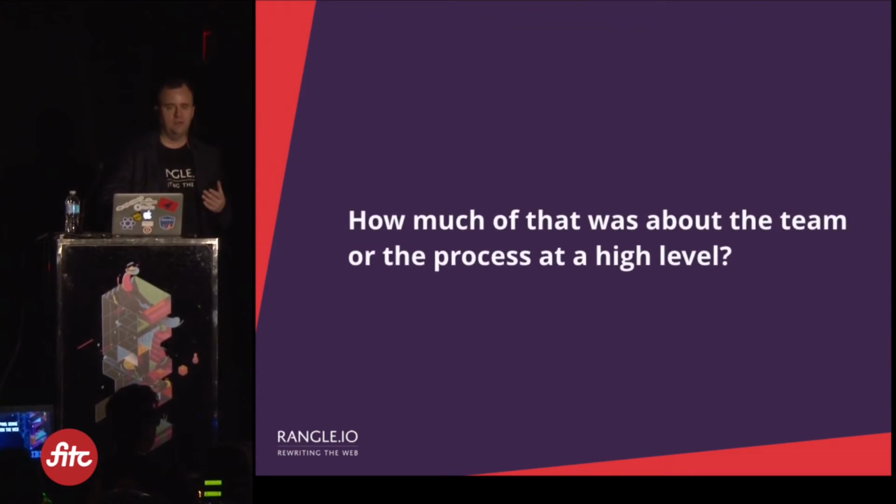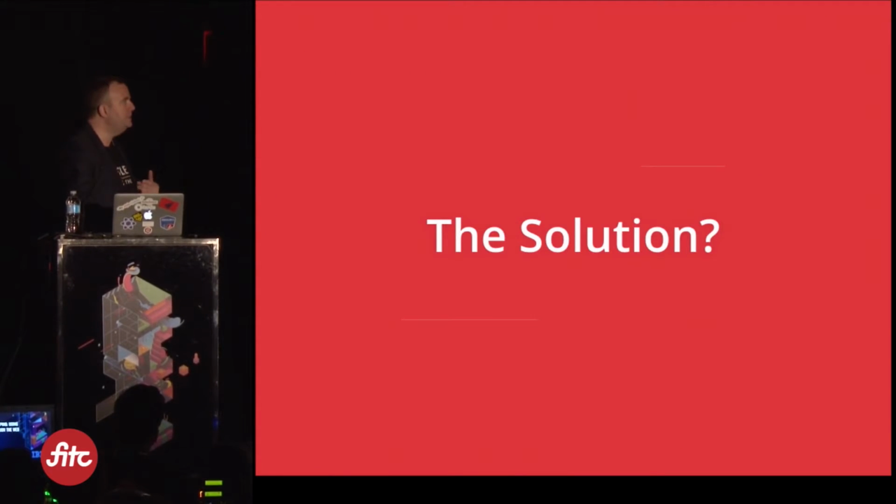Most of the issues are about the process at a high level, not about the team. It's about entropy that sets in an Agile process. And so that's where a solution requires a lot more thought. We need to look at the entire system.